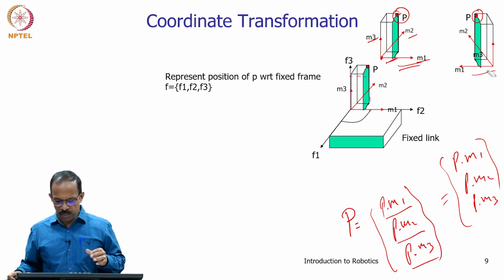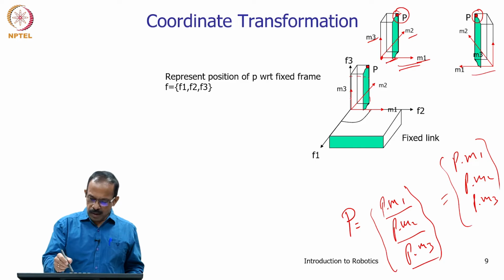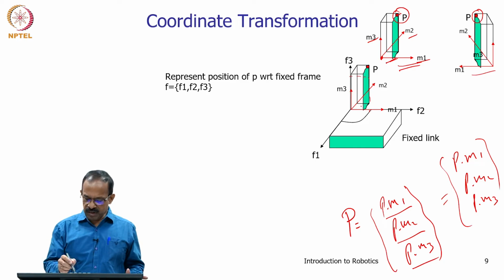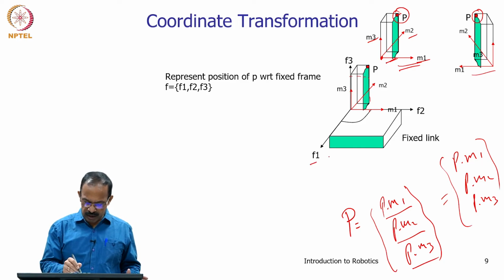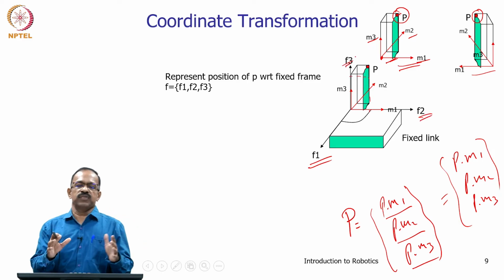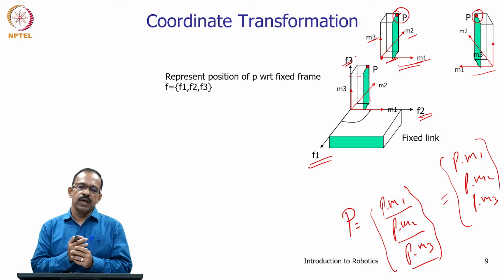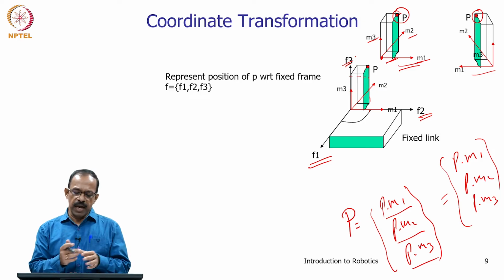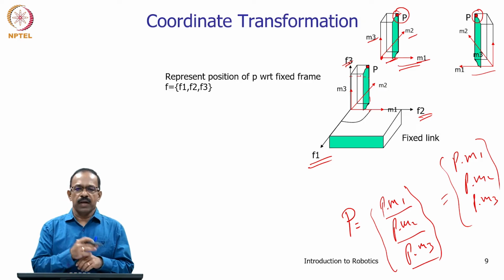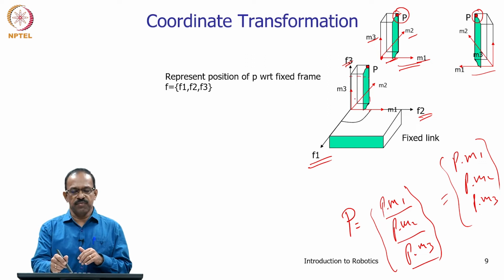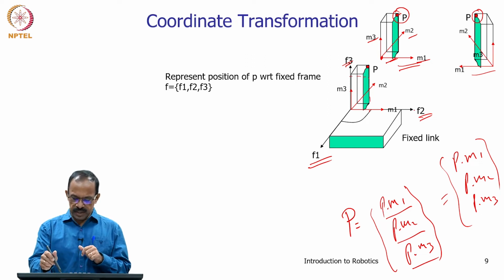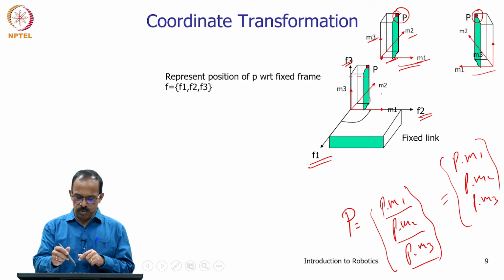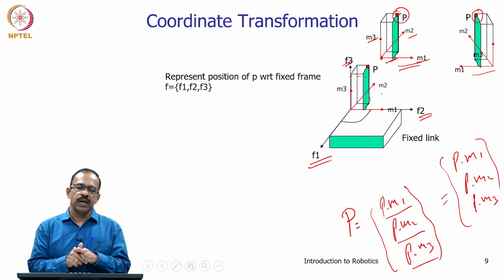I am placing this object in this frame with a fixed frame. There is a fixed link, or I have called this fixed frame F1, F2, F3. So, F1, F2, F3 is a fixed reference frame, and initially I place this object P in this frame, aligning M1 with it. It is slightly different in this case, but assume that M1, M2, M3 are aligned.